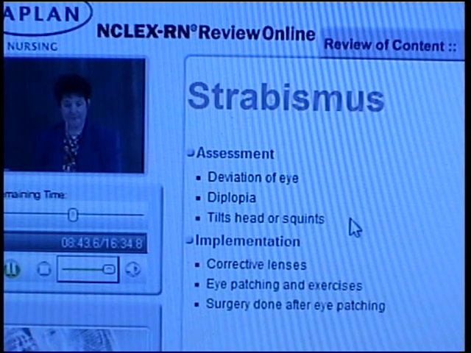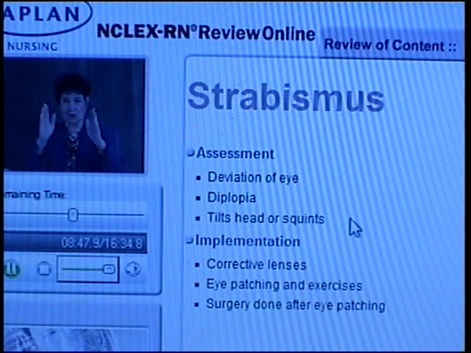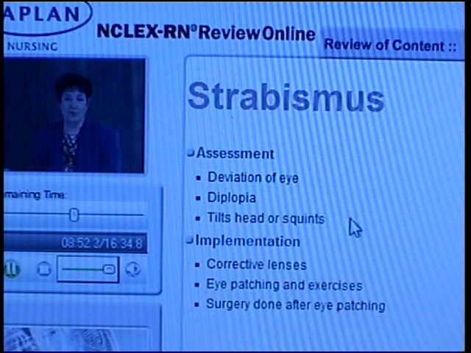In order to focus. What you'll see under assessment is there will be deviation of the eye. When they look at you, one of the eyes is not in line, is not parallel. There'll be diplopia, which is double vision, and the person may tilt their head or squint in order to see.